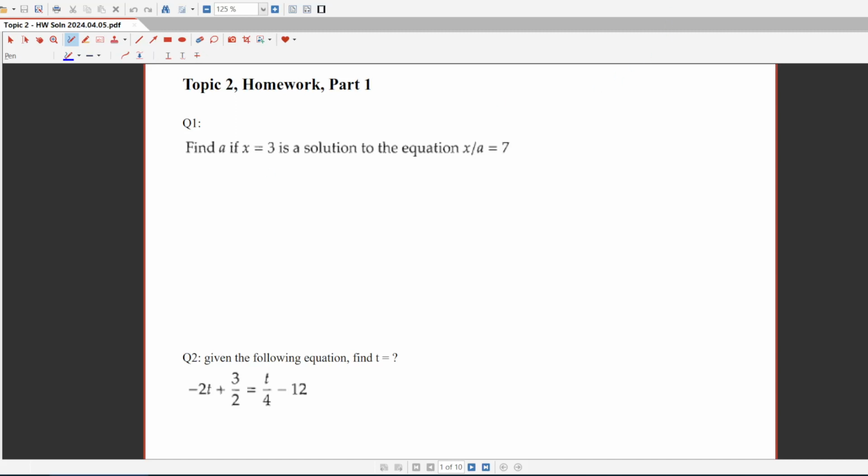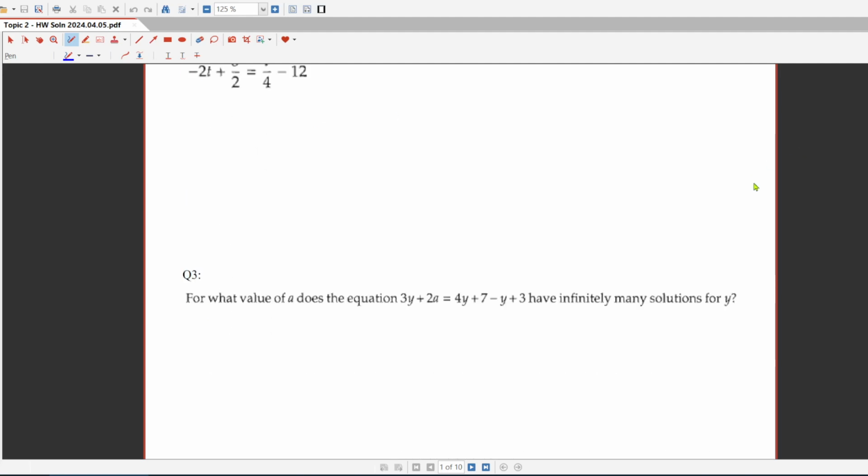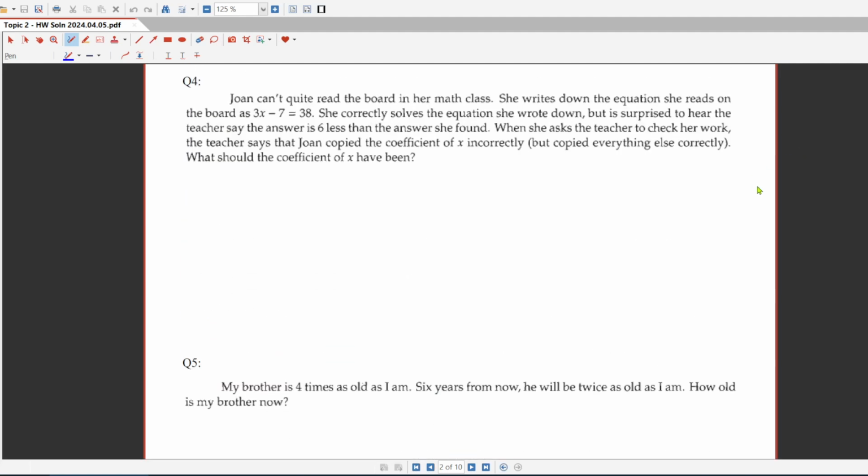Alright, so first of all, let's have a look at the homework of some of the questions. Most of you haven't done them correctly. Okay, part 1, question 4.